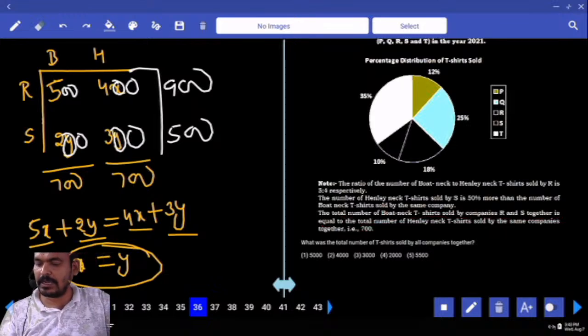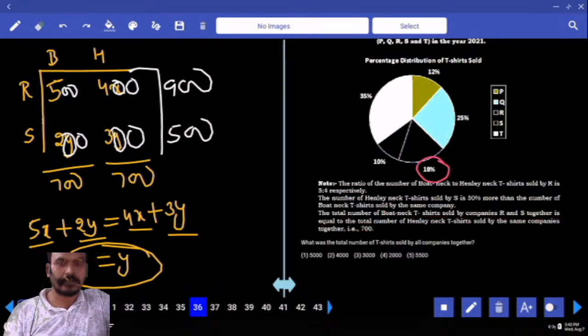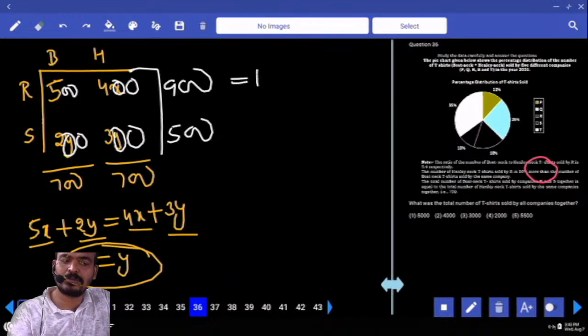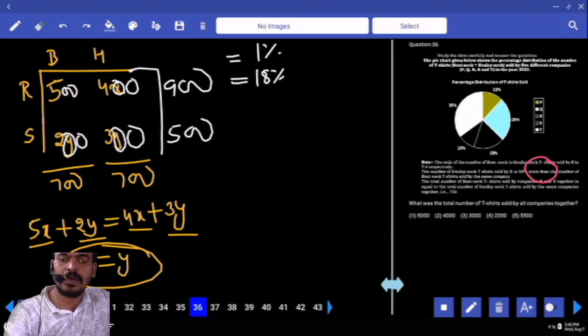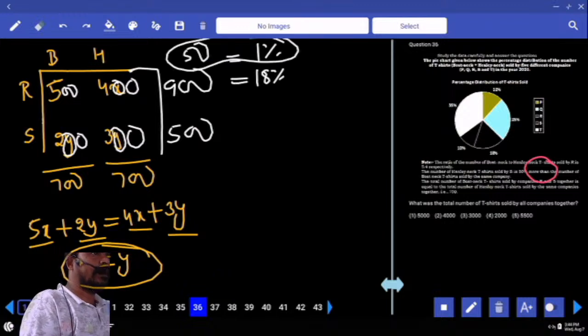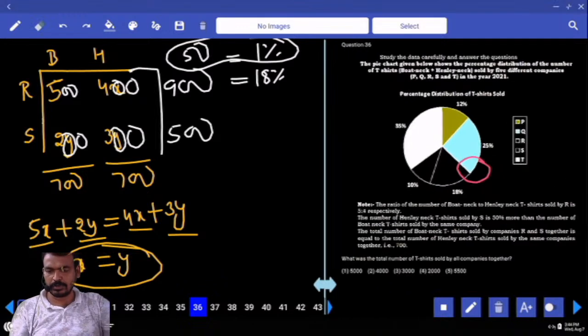What is the R percentage in the diagram? 18%. 18% is equal to how much? 900. Every 1% is 50. So 18% is 900, what is the 1% value? 50. When 1% is 50, then 100% is 5,000.